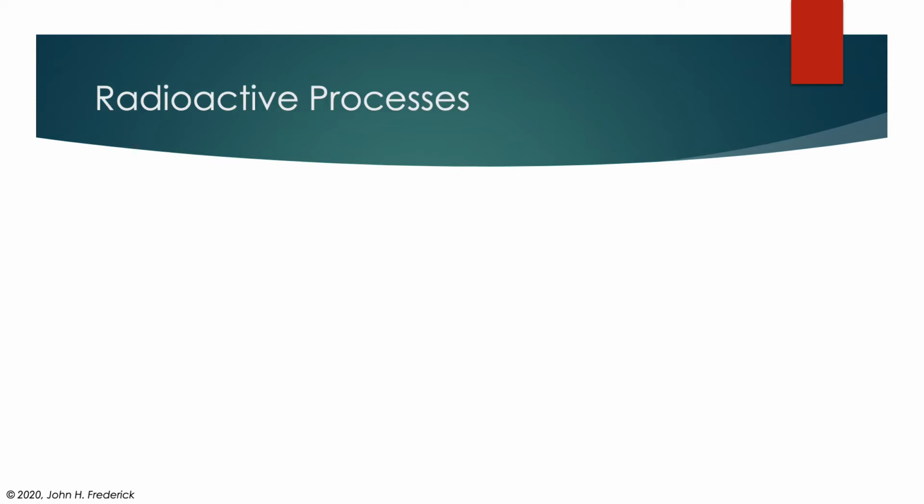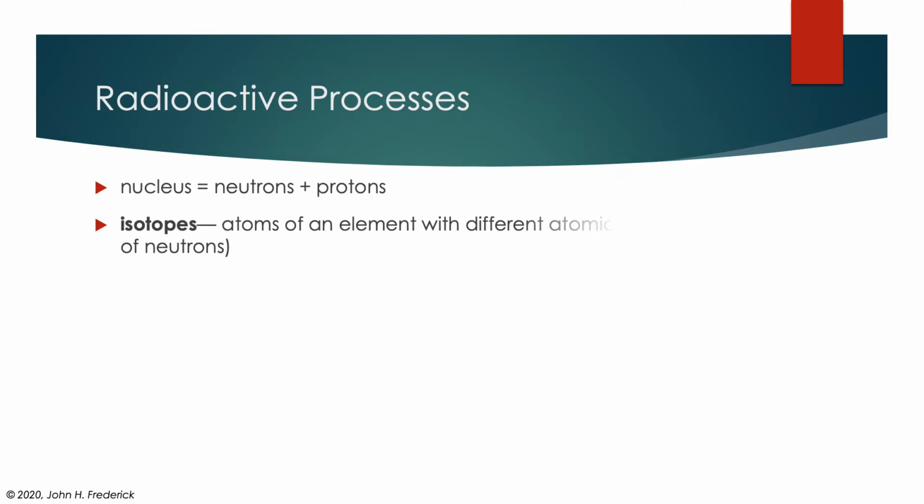All right, radioactive processes. Remember that the nucleus of an atom is made up of both neutrons and protons, and that we define different isotopes of a particular element that have a different mass, that is, they have a different number of neutrons associated with them. This is something we learned very early in Chem 1083, but we haven't talked very much about that.